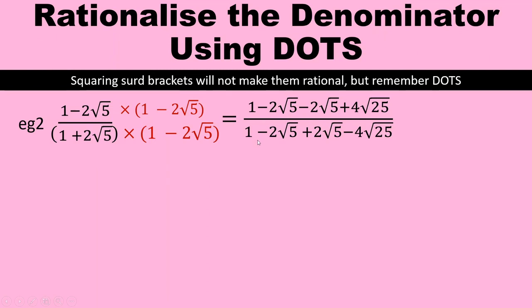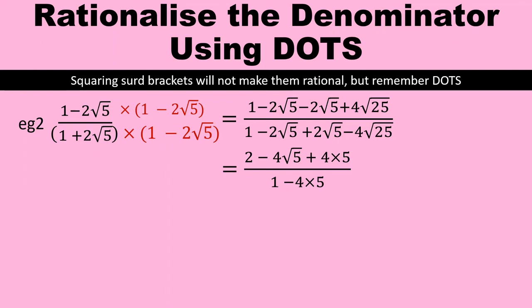In the denominator, the middle two terms will cancel out because they have opposite signs and they're the same value. Negative 2 root 5 plus 2 root 5 is 0. And again, we can rationalize our last term because 25 square roots to become 5, so negative 4 times 5.